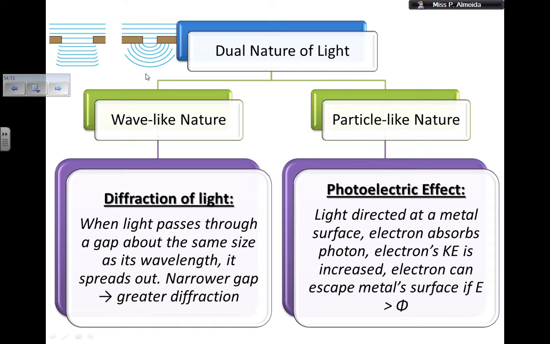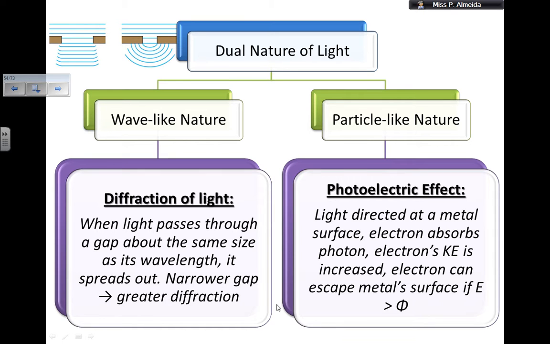In terms of light, light actually has a tiny wavelength. The wavelength of light goes from 350 nanometers, 10 to the power of minus 9, to about 650, 700 nanometers. So you need to have a tiny gap to see the diffraction of light, but it does happen. So when light passes through a gap about the same size as the wavelength of that light, okay, it spreads out, it curves, okay? The narrower the gap, the greater the diffraction.